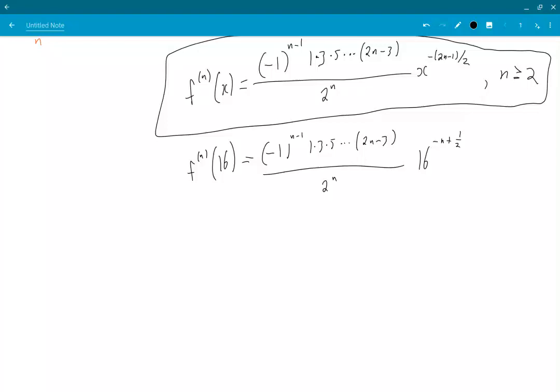Soldiering on here. Simplify. Okay, what do I see? I see a 16, which is 2 to the power of 4, right? 16, come on. 16 is 2 to the power of 4. Okay, so I should be able to combine this with this somehow. So let's do that.